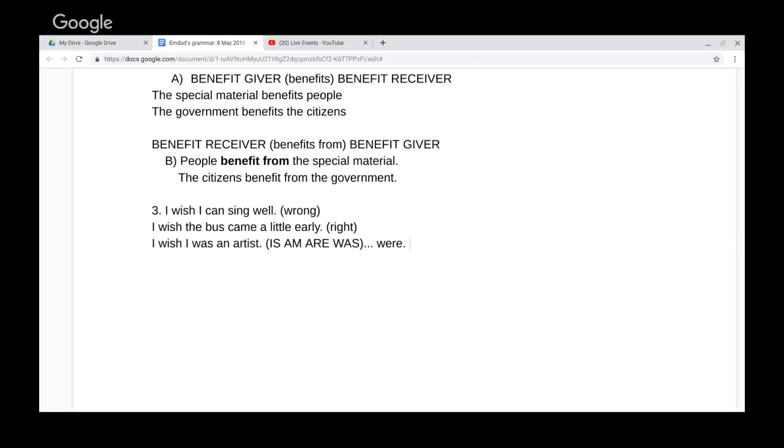Although I and were never come together, this is what the grammar rule is. When you use wish, all those to be verbs, is, am, are, was, will be replaced with were. Is it clear? Did you understand this one?